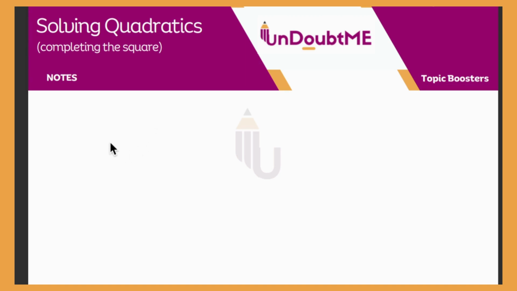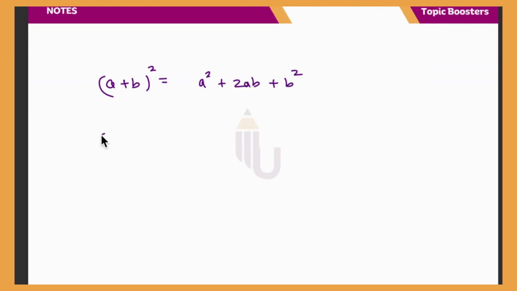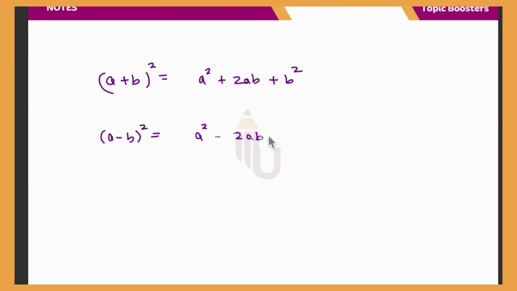So the first formula which you must know is (a + b) whole square, which is a square plus 2ab plus b square. And the other formula which you must know is (a - b) whole square, which is a square minus 2ab plus b square. Now, how we have to apply them in a question, we will see directly in a question only.